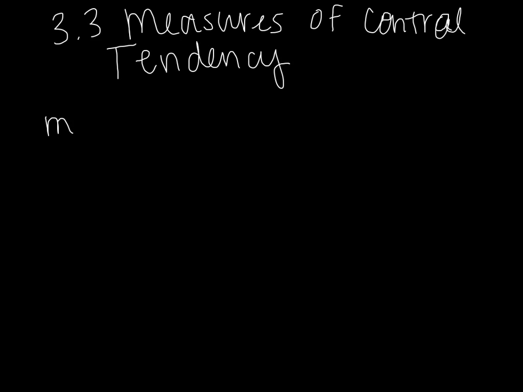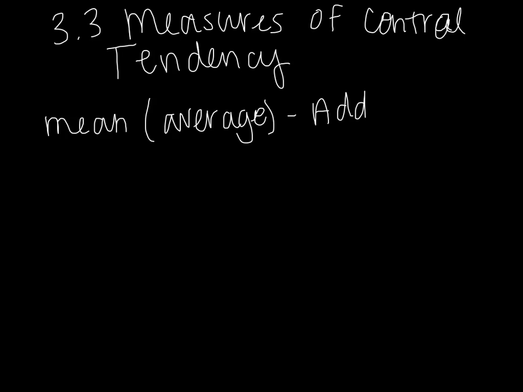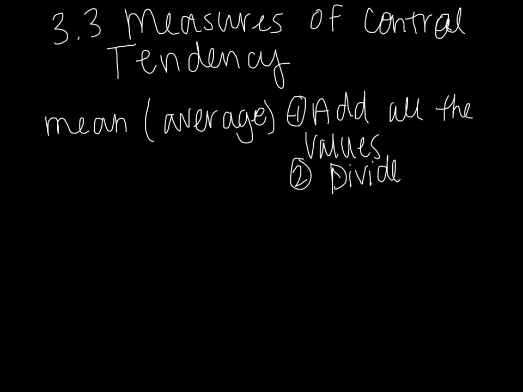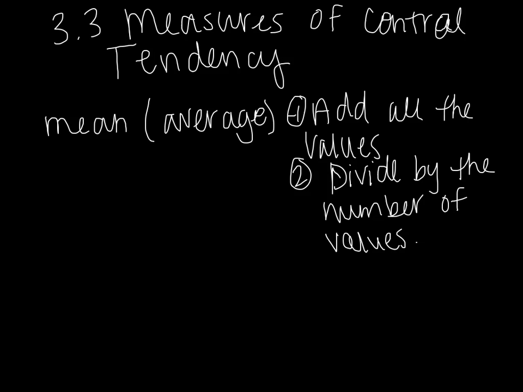So first let's start off with mean. Now mean is the average. And to find the average, we need to add all the values. Then, so this is step 1. Step 2 is to divide by the number of values. Make sure you write this down because you are definitely going to want to reference this while you're doing your work. So first we add all the values, then we divide by the number of values. We'll do some examples of this, so don't worry about it.